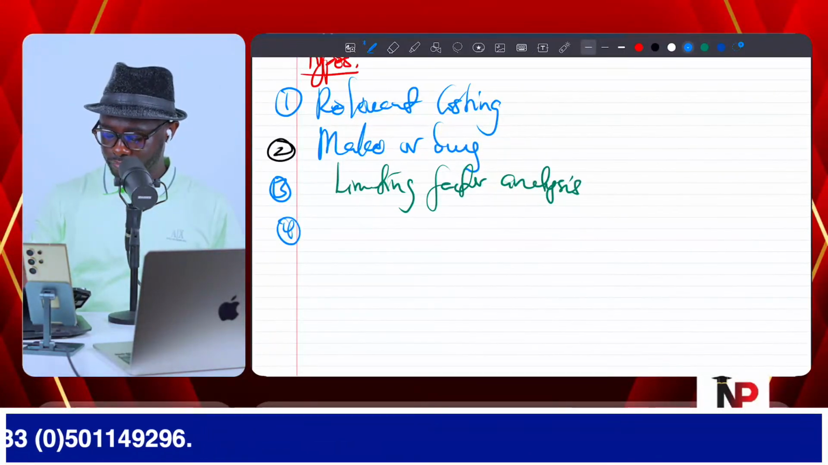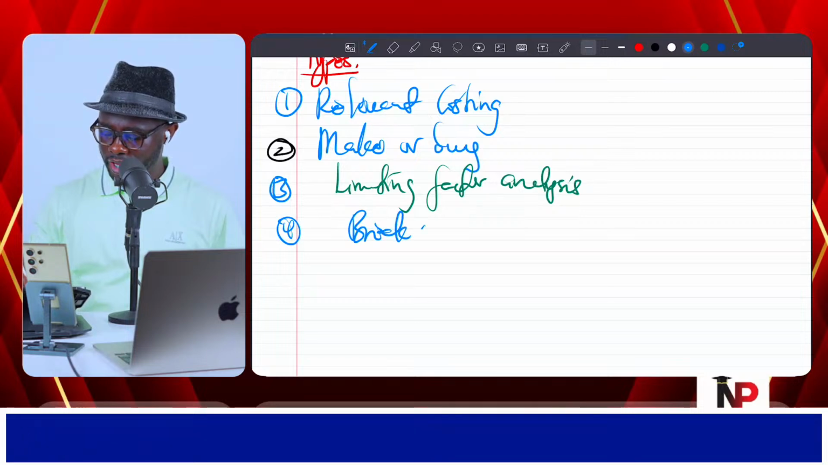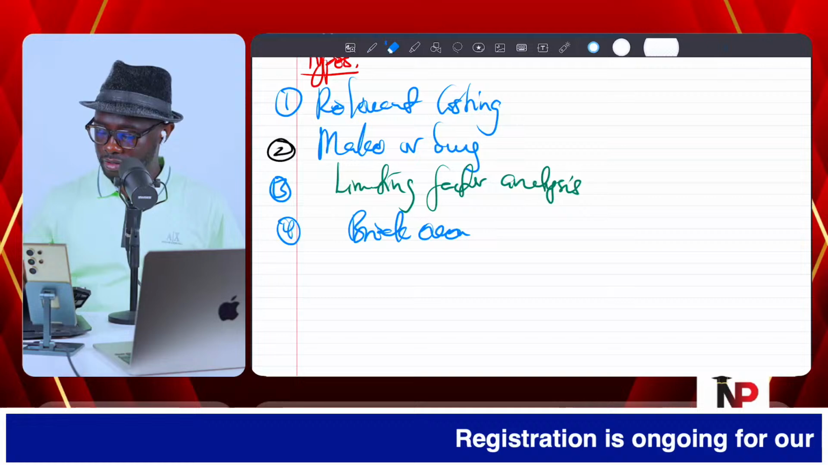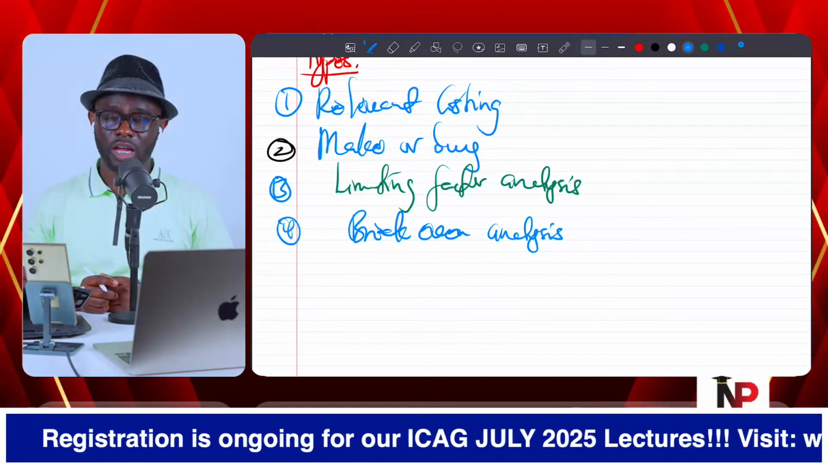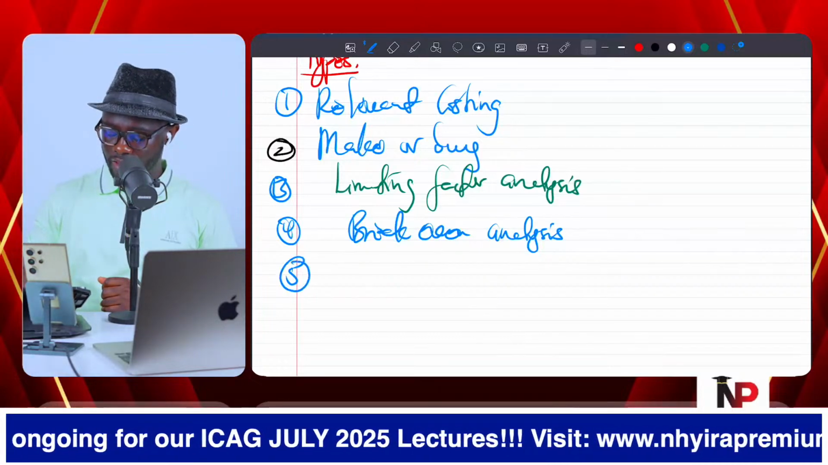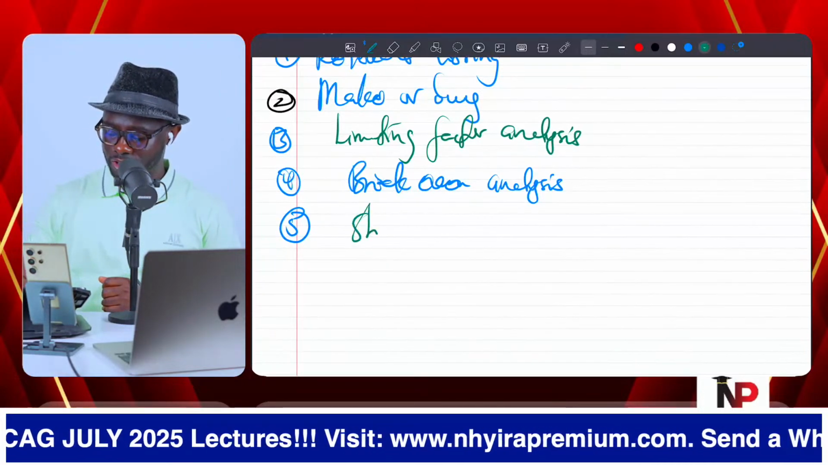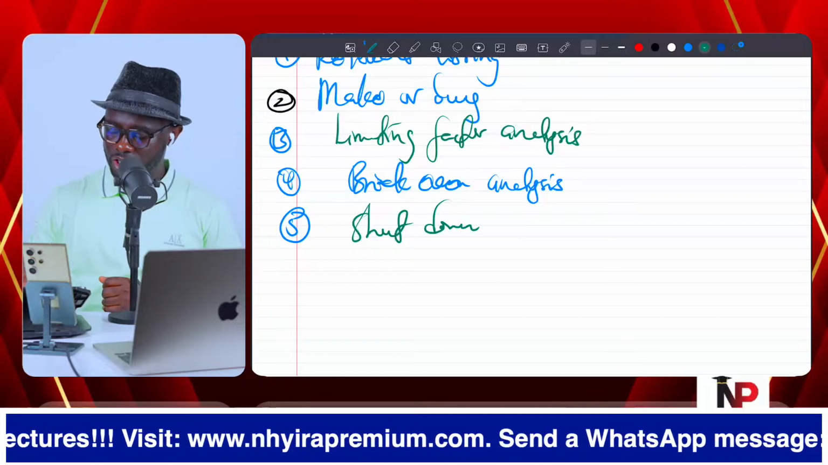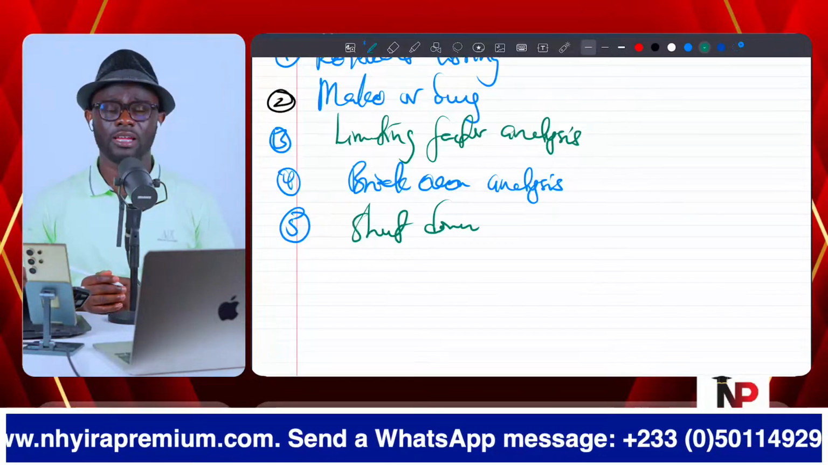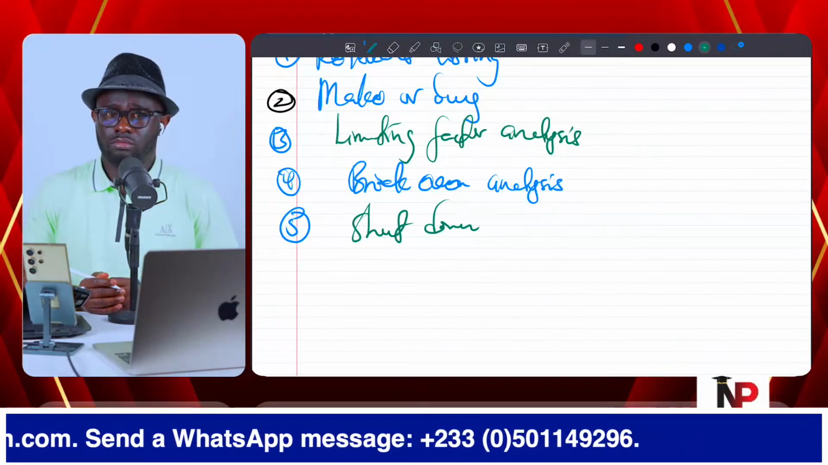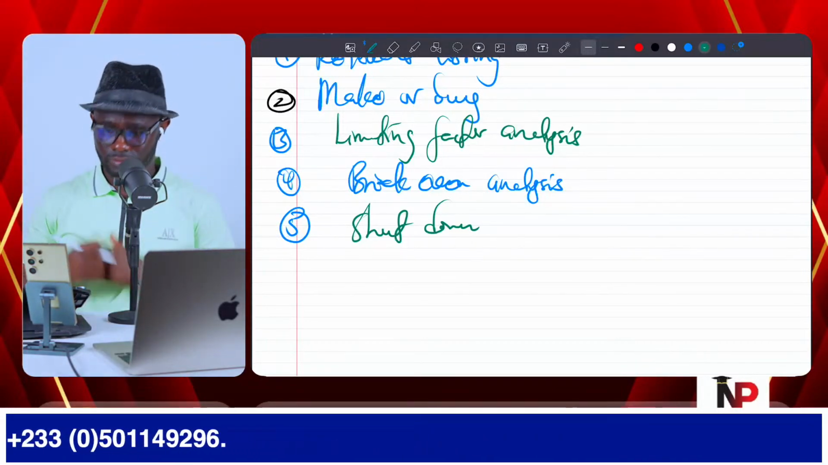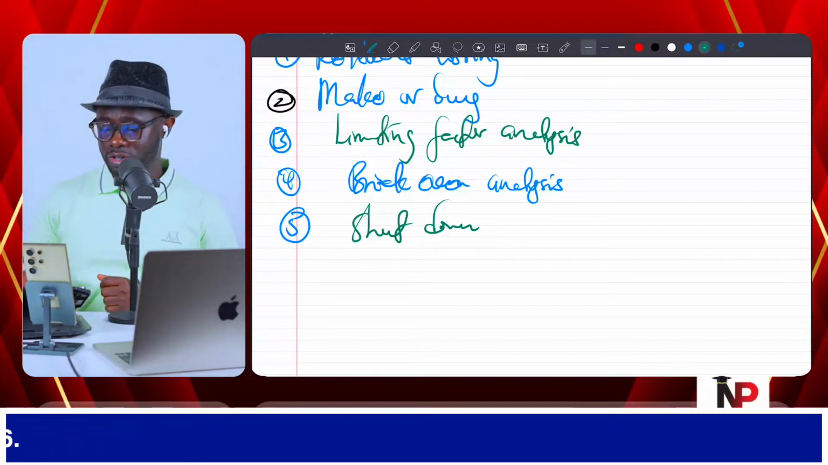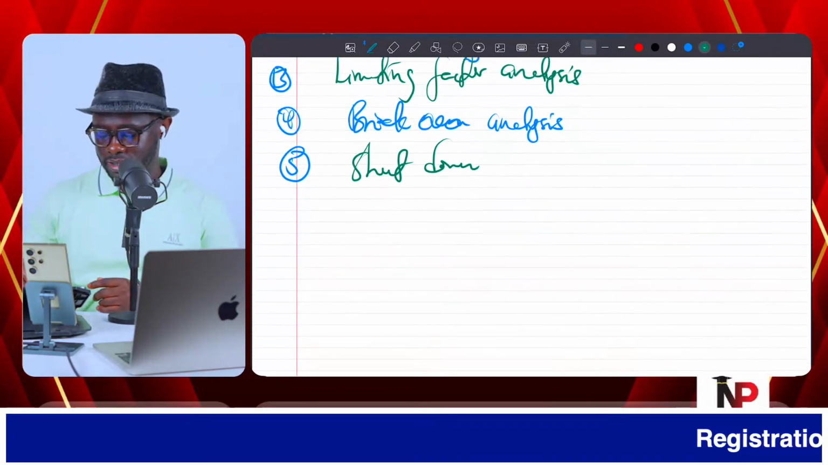Number four is the concept of break-even analysis. A very important principle that we must know about. Number five is shutdown decision. There is a division or a segment of our business that is not doing well. Let's close it up. Let's shut it down. And what are the factors we consider before shutting it down? That's there.